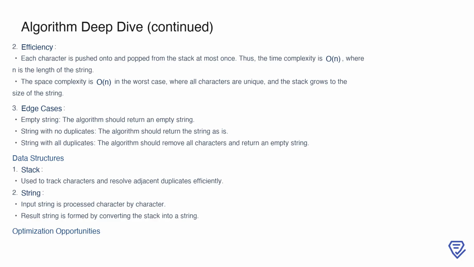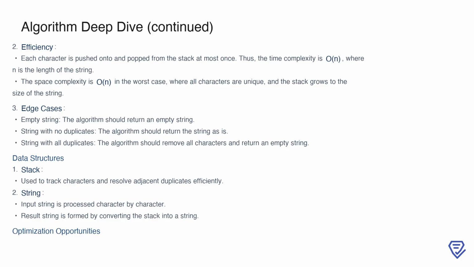Additionally, the algorithm handles edge cases gracefully. For an empty string, it simply returns an empty string. If the string has no duplicates, it returns the original string as is. And if the string consists entirely of duplicates, it removes all characters and returns an empty string. The stack is the primary data structure used here, as it helps track characters and resolve adjacent duplicates efficiently.